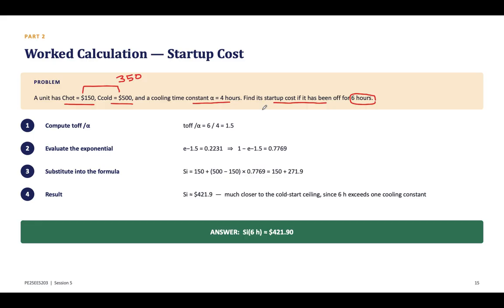The difference of $350 is the additional cost that gradually appears as the unit cools. After 6 hours off, the normalized off time is 6 by 4, because 4 hours is the cooling time. So T off by alpha gives you 1.5. What is this 1.5? This is the normalized off time. The exponential e raised to minus 1.5 is approximately 0.2231.